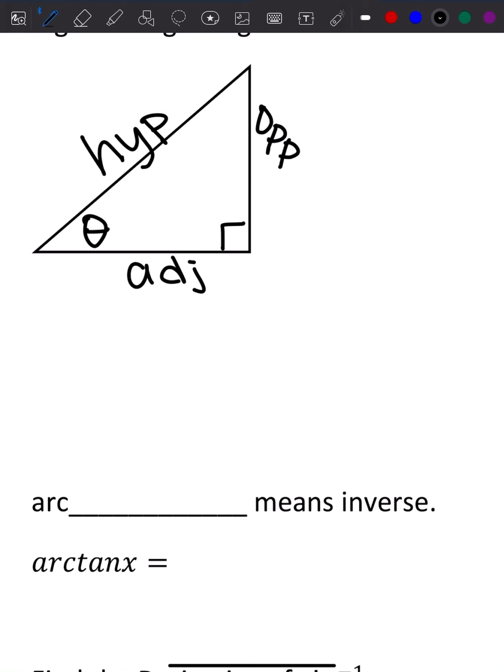Adjacent is always the one that's touching the angle that we're looking at and the 90-degree angle. The hypotenuse is always the side across from the 90-degree angle, and opposite is always the side opposite from the angle that we're looking at that's not the 90-degree angle.